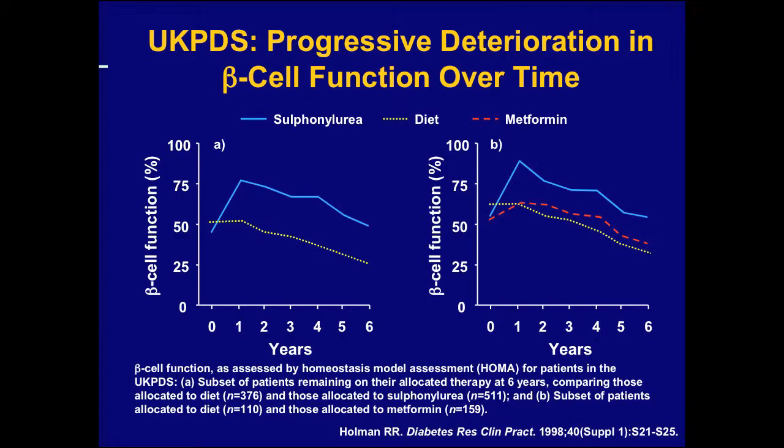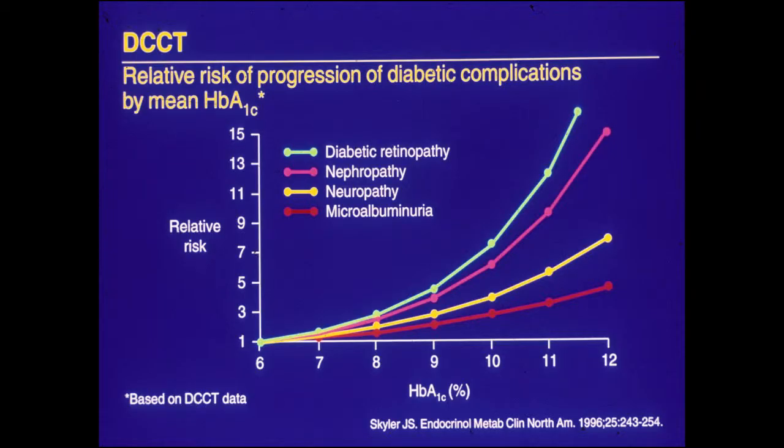Here we have beta cell function over time. Note we start again at 50%. This is treatment with diet alone, and you can see it decreasing. If you give a sulfonylurea agent, you get an initial increase, but the slope of this decrease is the same as the slope here. And finally, with metformin, let's see, metformin is in the red, but I can barely make it out. You can see there's also a decrease. So that is the potential problem of type 2 diabetes, is insulin secretion keeps falling.